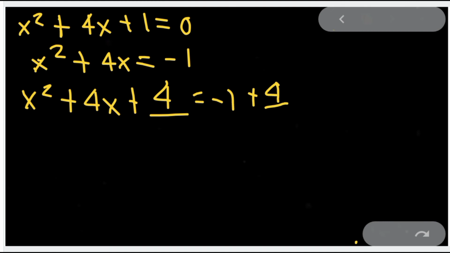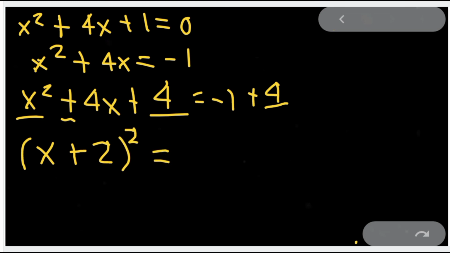First, square the first term, or get the square root of the first term. The square root of x squared is x. Then copy the sign of the middle term. Then get the square root of 4, which is 2. Then write the square. Then we can solve: -1 plus 4 is 3.